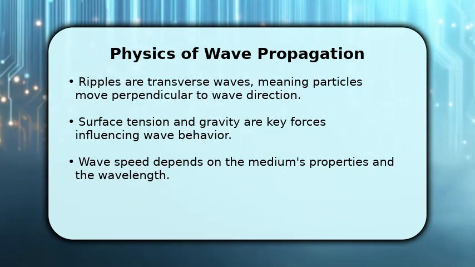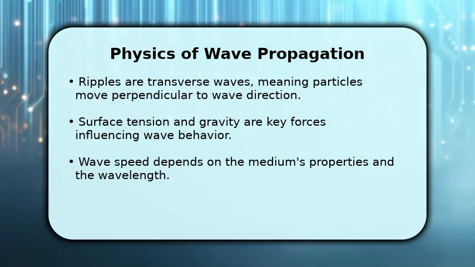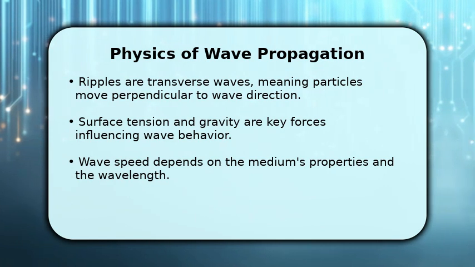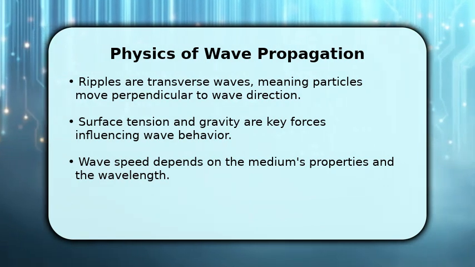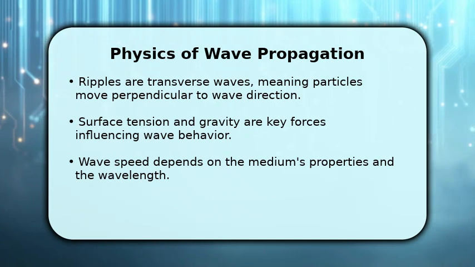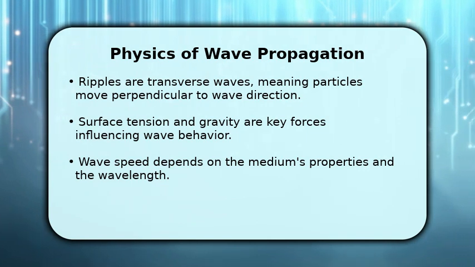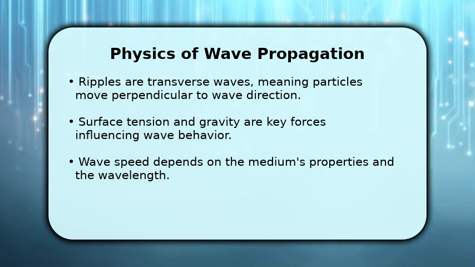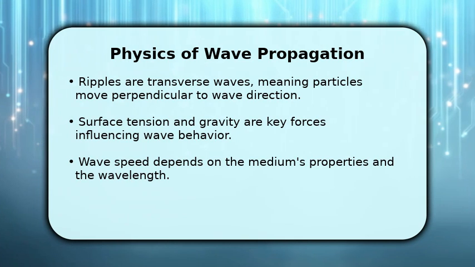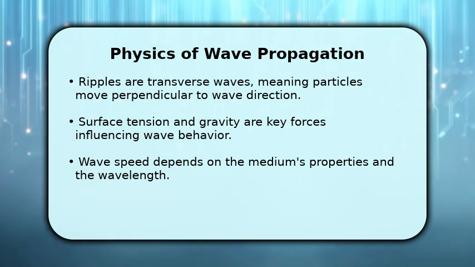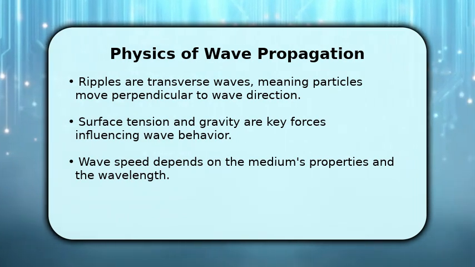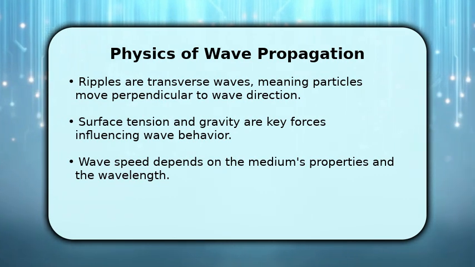When an object disturbs a surface, like water, it creates an initial displacement. This energy then propagates outwards as a wave. Surface tension plays a significant role in small ripples, while gravity becomes more dominant for larger waves. The wave's speed and how quickly its energy dissipates are directly related to the properties of the medium it travels through, creating those distinct, expanding circles.